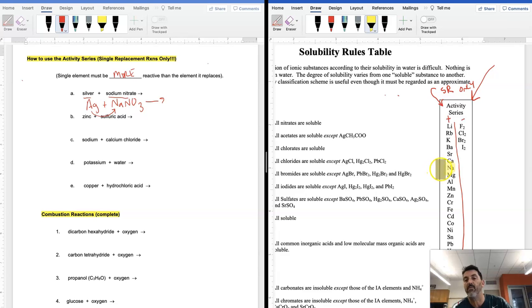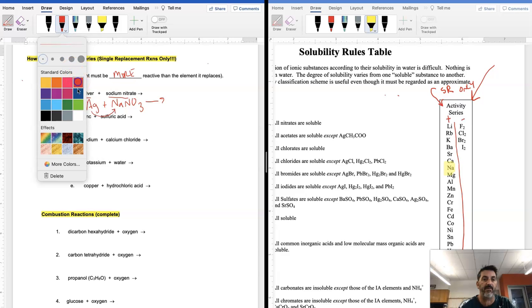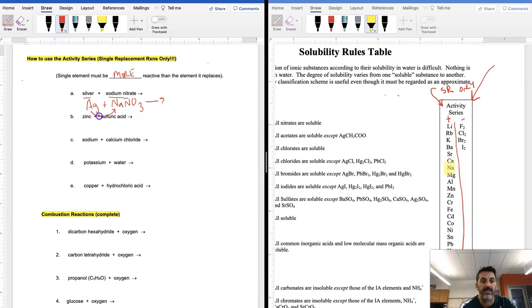It's much more active. So then if I come back over to my example and I look at, can silver come in and kick out the sodium? No, it cannot, because silver's way down on the bottom and sodium's way up here. Sodium's stronger. It's more active than silver. So silver cannot come in and kick out the sodium. So that means this reaction does not take place, and so we just put NR for no reaction. Okay, because silver cannot come in and kick out the sodium.